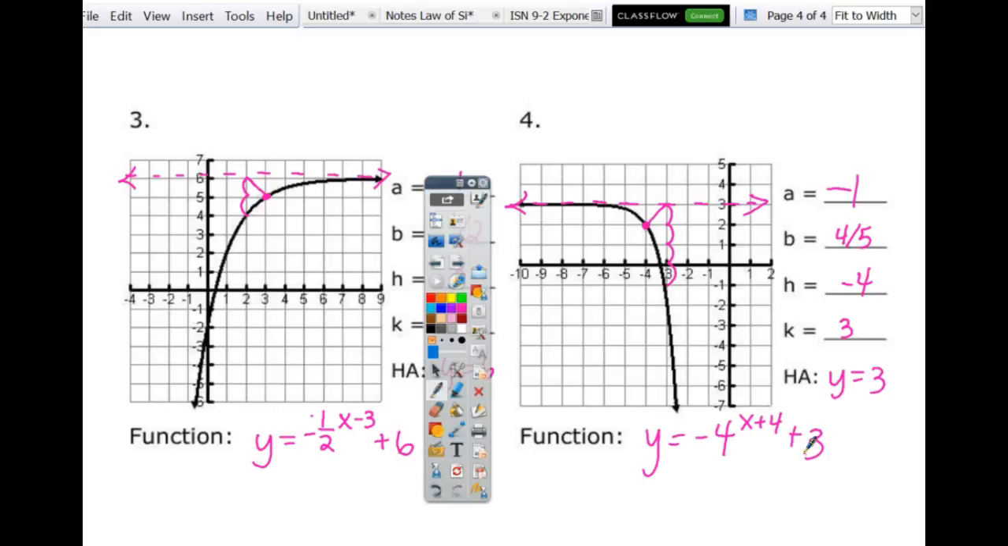Is it a decay? It's on the right, so that's growth. Left is decay, right is growth. That's why I wrote those down at the beginning, y'all.